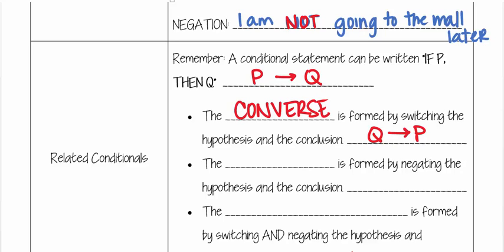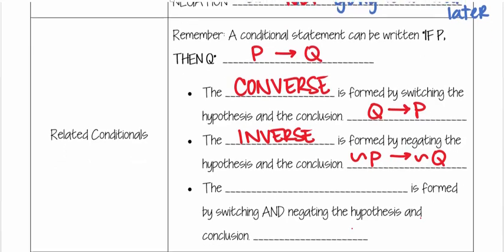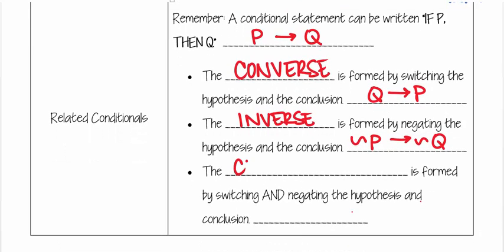The next conditional statement that we need to know is formed by negating the hypothesis and the conclusion. So "not P" gives us "not Q." This is called the inverse. And finally, the last one's a little longer. The name we give it is the contrapositive. This one is formed by switching and negating the hypothesis and conclusion. We switch the order, so Q goes to P, but then we negate them both. Remember, that little squiggle means that we're going to throw the word "not" in there.